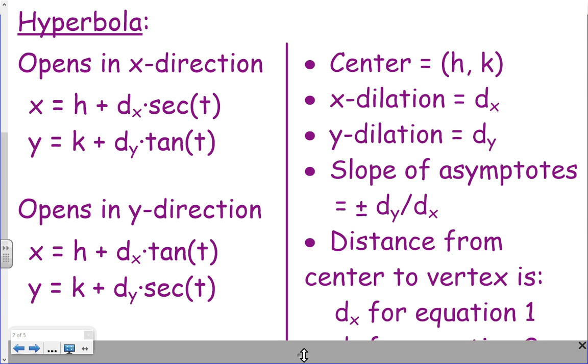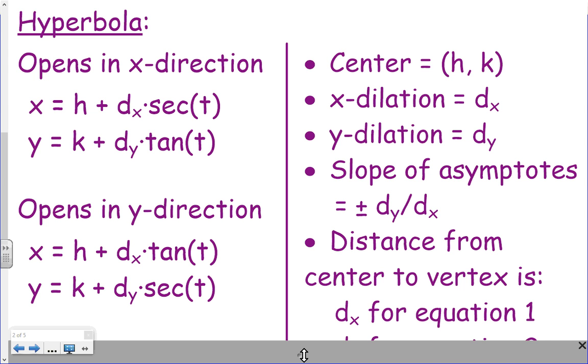So the center is still at h, k in both equations there. You've got an x dilation and a y dilation. You can find the slope of your asymptotes there by calculating the y dilation divided by the x dilation. That's plus or minus that. Again, one's positive because one's an increasing asymptote. The other one's negative because it's decreasing.